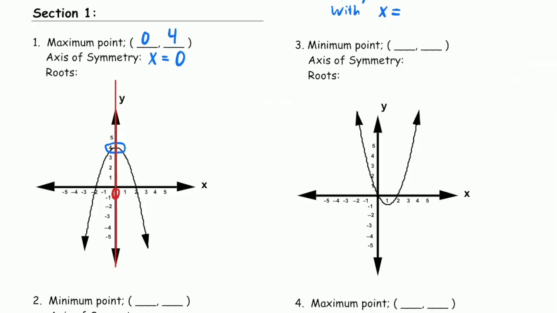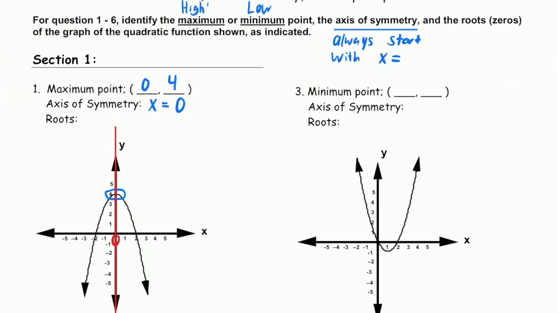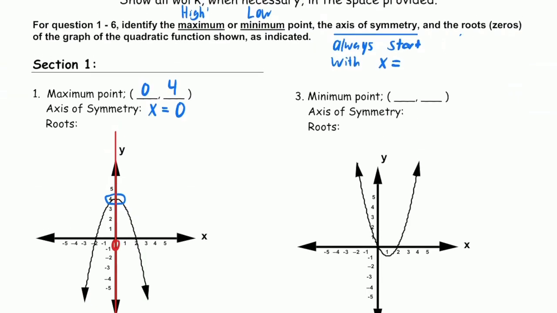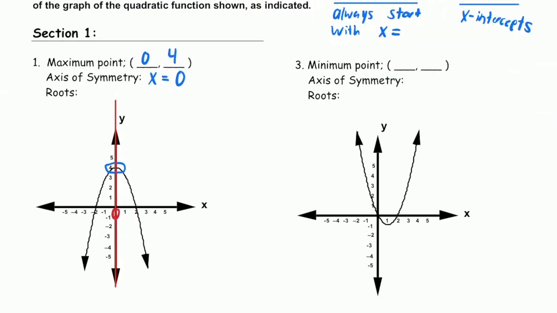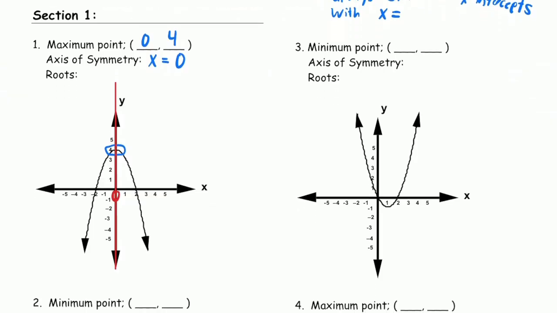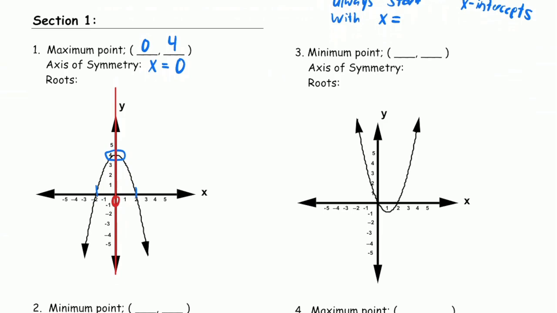The last thing we're going to figure out is going to be the roots. Another word for roots is zeros, but we can also call these our x-intercepts. So our x-intercepts is where it crosses our x-axis. That's going to be at this point right here and this point right here. Again, I kind of covered those up. So here and here. So I have 2 roots in this case. One is going to be at -2, 0. And the second one is going to be at +2, 0.